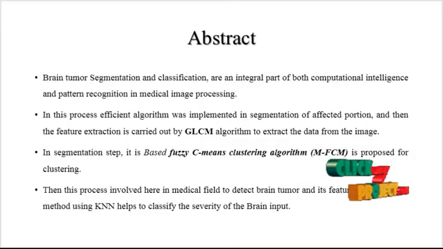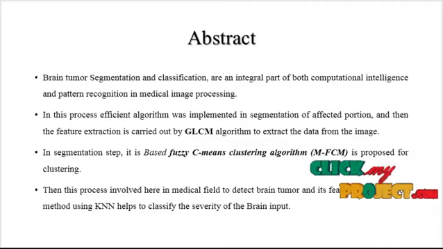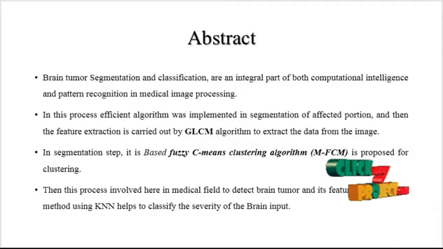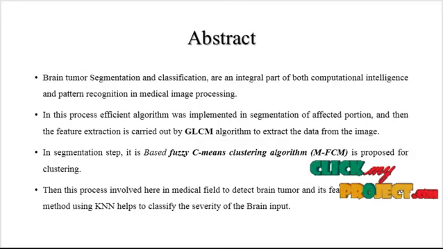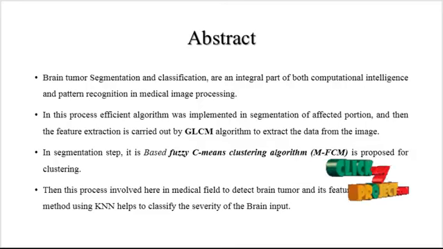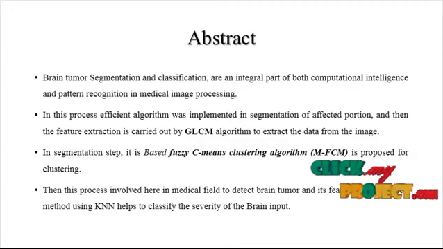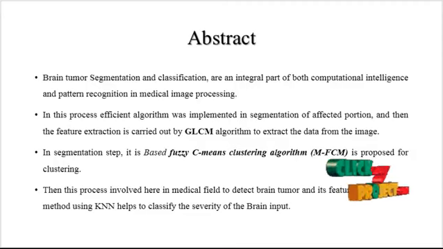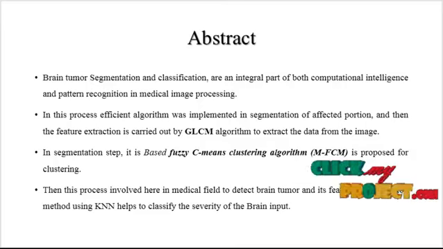In the segmentation step, the fuzzy C-means clustering algorithm, that is the FCM, is proposed for the clustering to segment the region of interest. The region of interest is based on the affected portions. This process is used in the medical field to detect the brain tumor, and then the feature classification method is proposed to classify the tumor or non-tumor with the help of the KNN classifier, and then it will detect the severity of the input image.